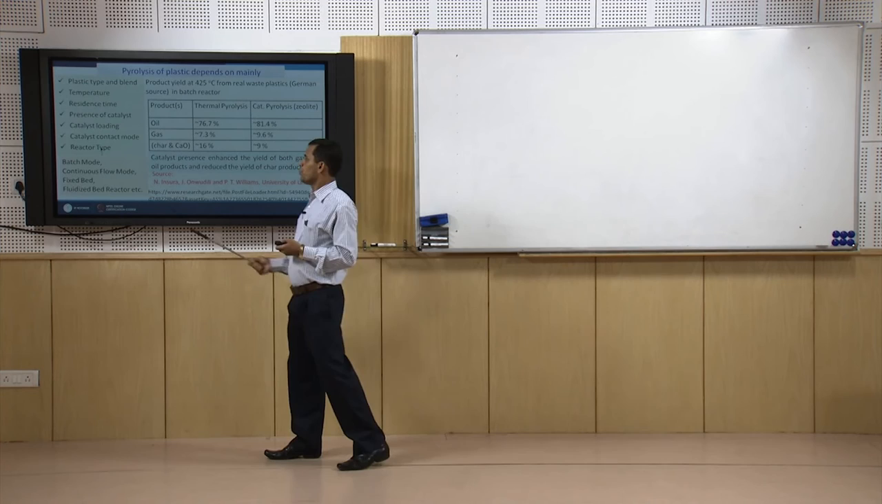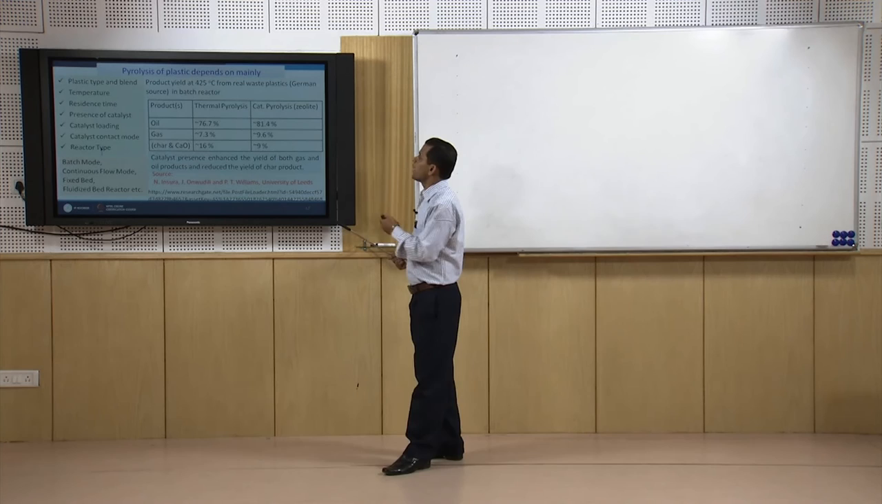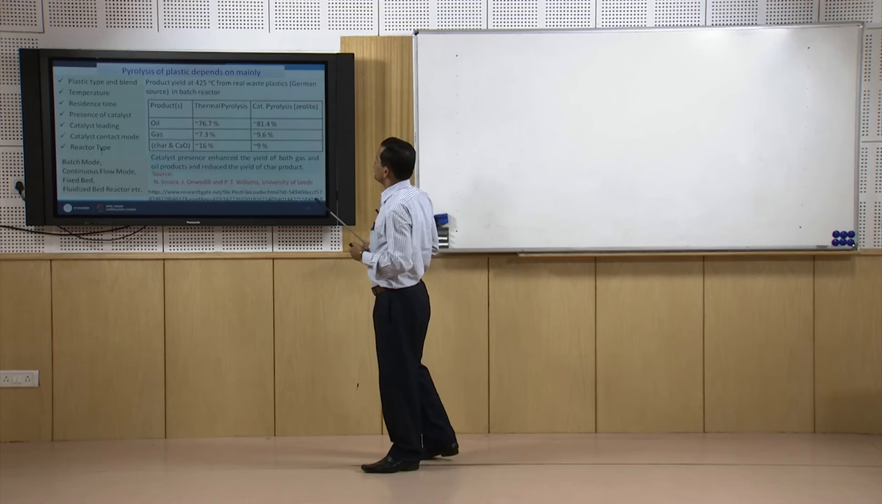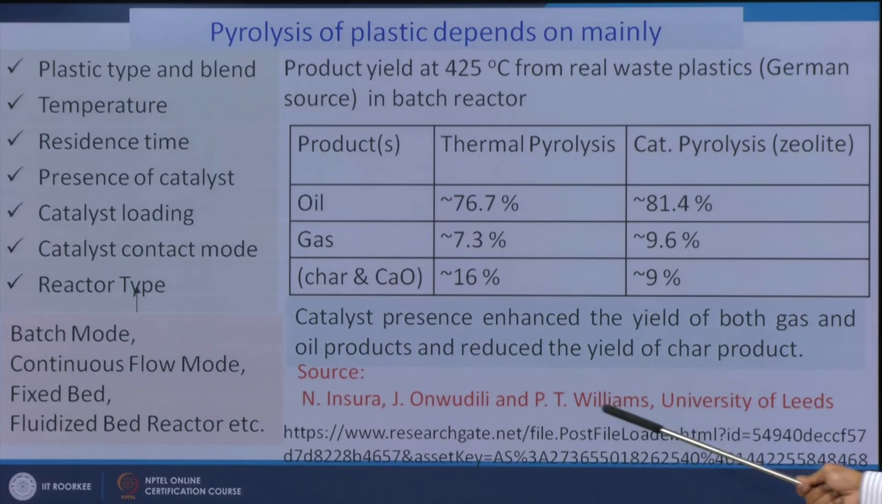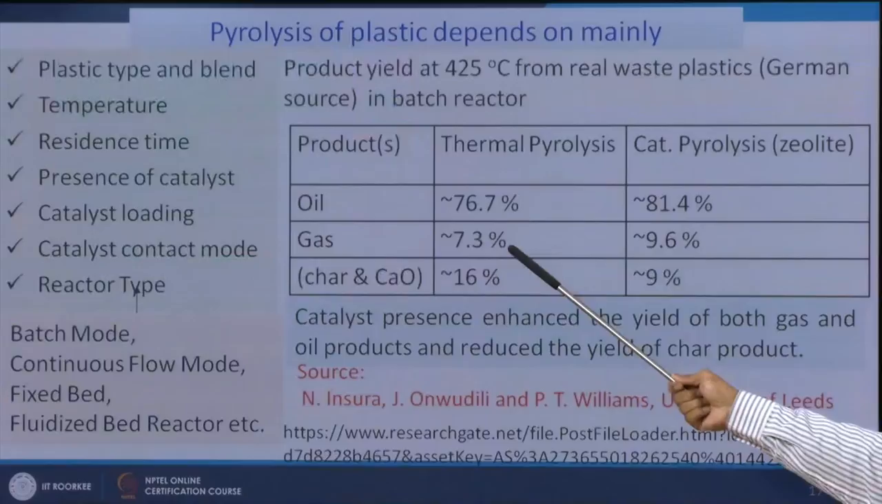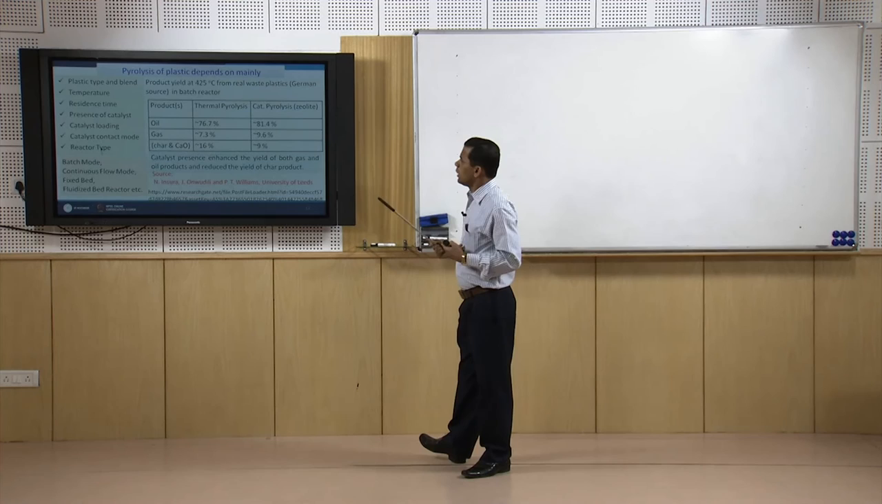Now one data set is given here that gives us an example of how the use of catalyst improves the performance of the process. This is at 425 degrees centigrade, where real German-based waste plastics were used in a batch reactor, and this was reported by this source. Here we see that the use of catalyst is increasing oil yield and gas yield, but decreasing char and CaO yield. CaO was actually used in this study to capture the CO2 produced during the process. So it is very clear to us that the use of catalyst gives us more oil and more gases, which are desirable.